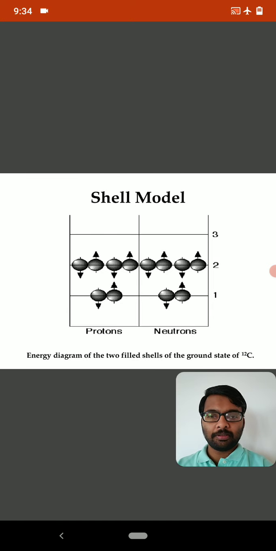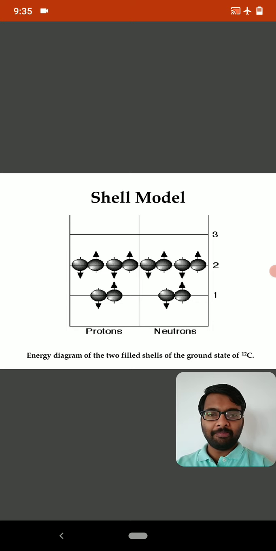This is the diagram showing the arrangement of the protons and neutrons in the shells in the case of the carbon-12 nucleus. Carbon-12 has 6 protons and 6 neutrons. The first shell has 2 protons and 2 neutrons, just like the one s shell in the case of electron orbits in an atom. The next shell has 4 protons and 4 neutrons.